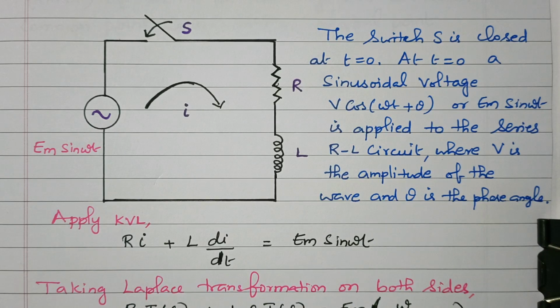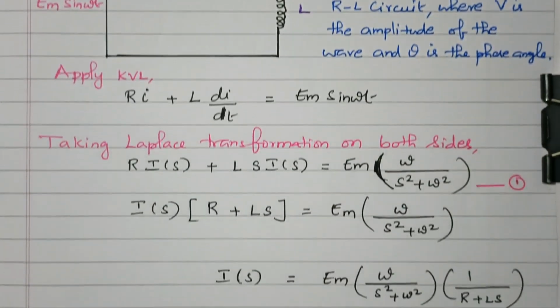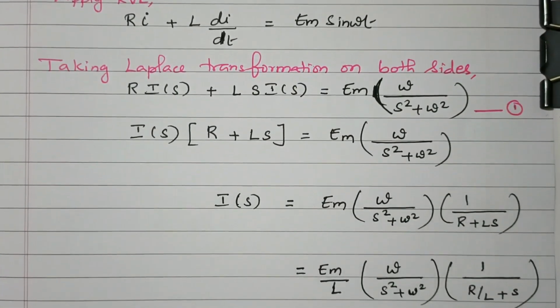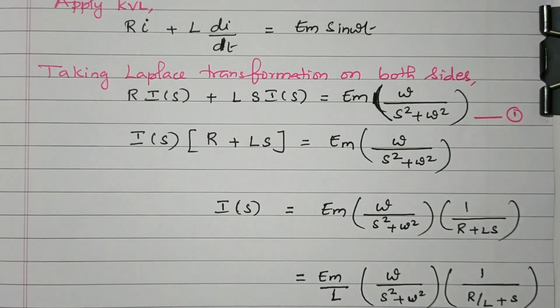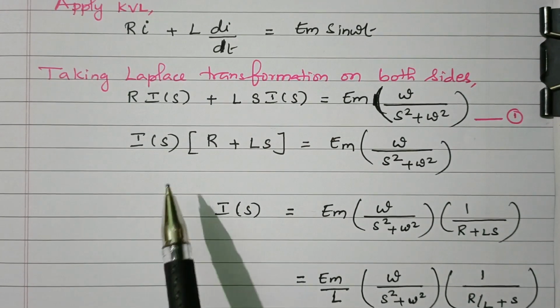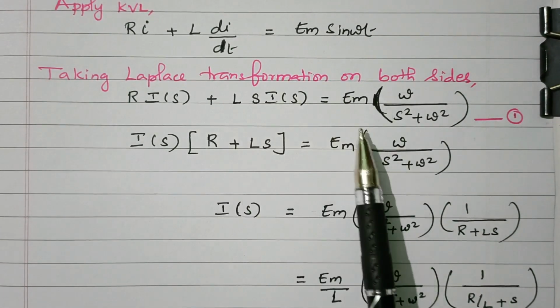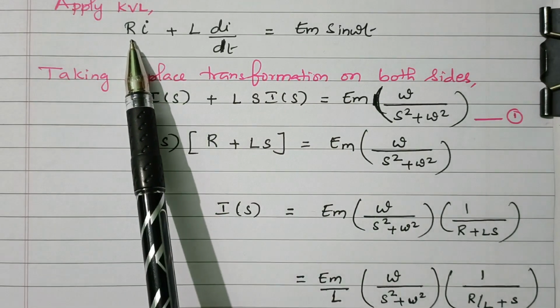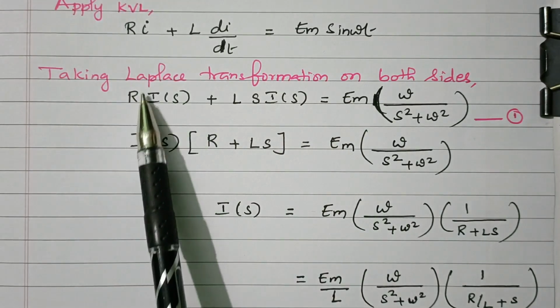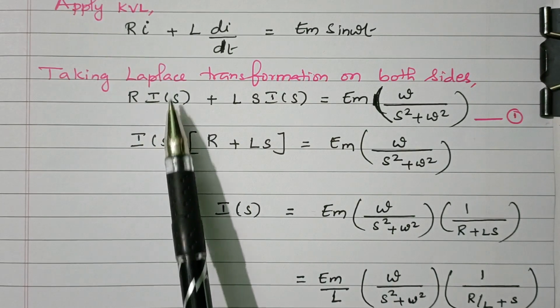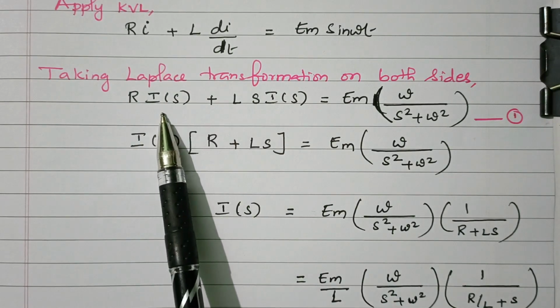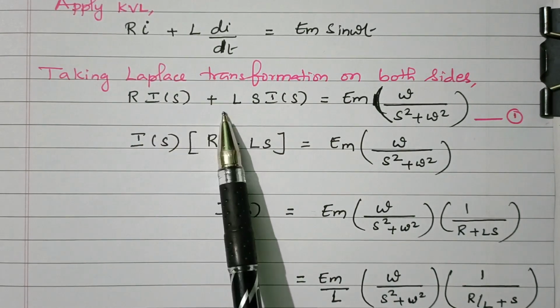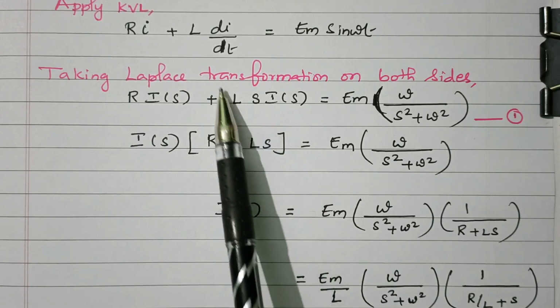So here we are going to see the sinusoidal response. So we need to take the Laplace transform. Finally we need to take the inverse Laplace so that we are able to find the response of the circuit. So take the Laplace transform on both the sides. While taking Laplace, R into I, R is constant, I is converted into I of S. This is the t domain, now converted into the S domain. Similarly L into S I of S.